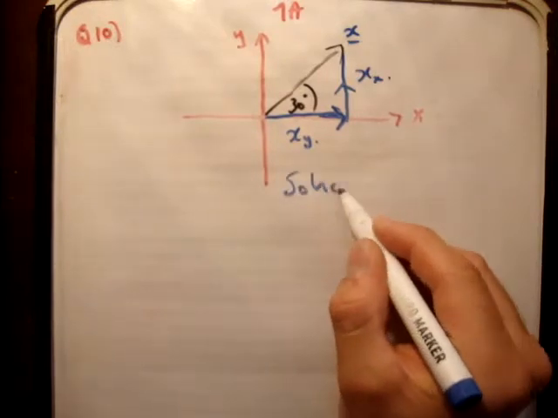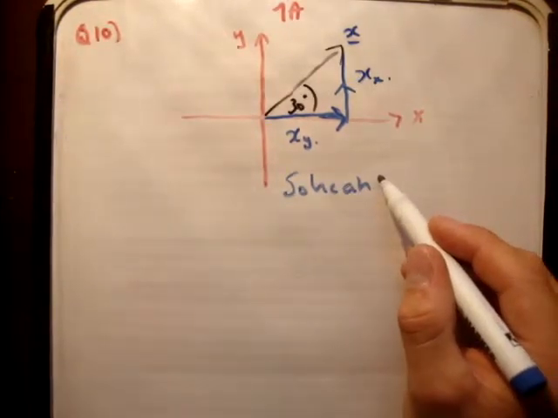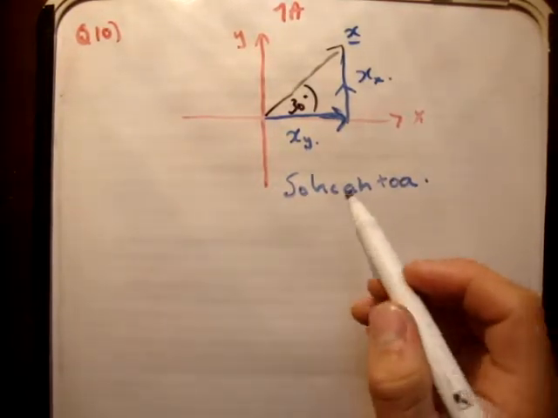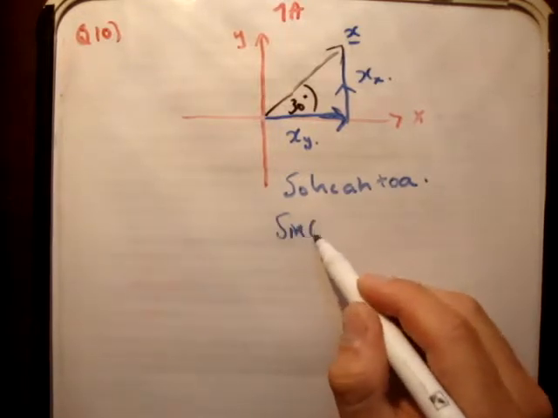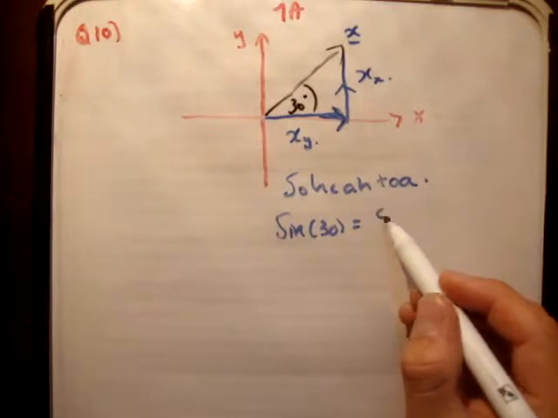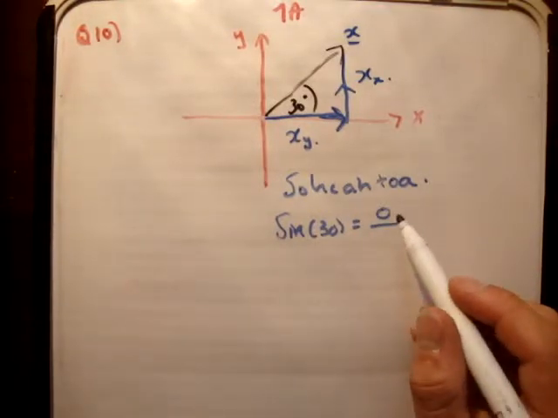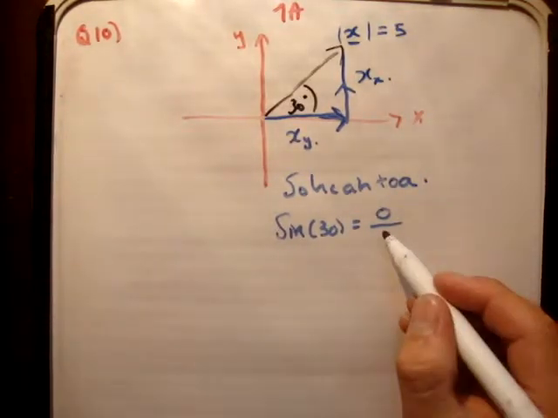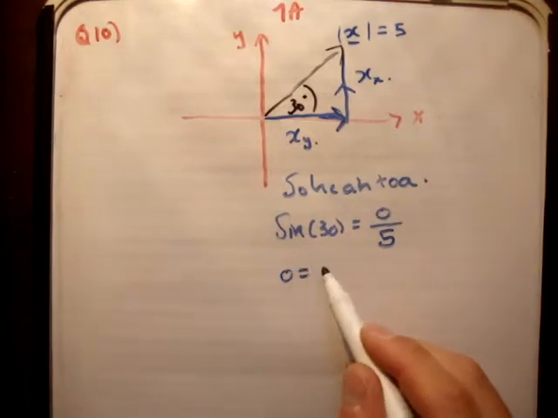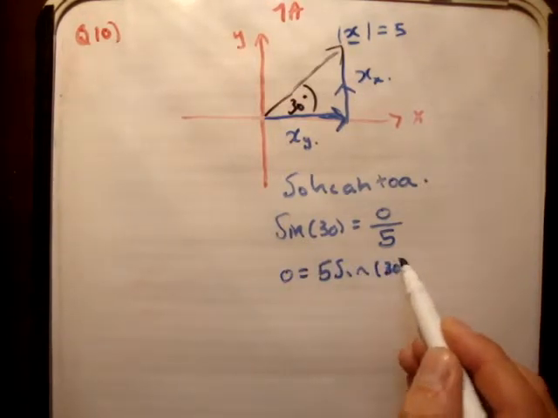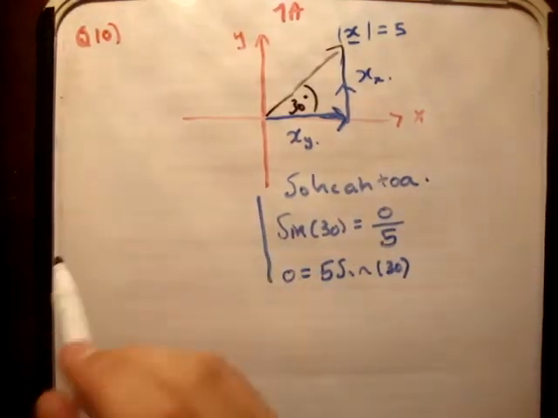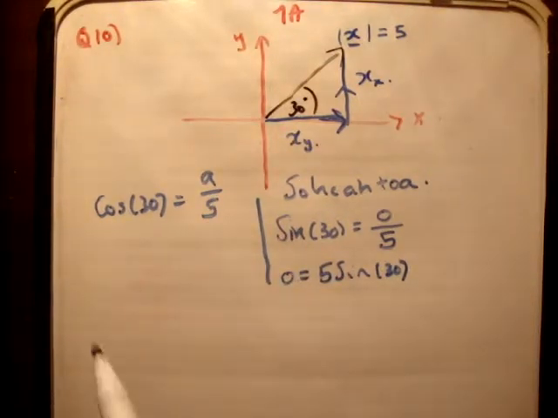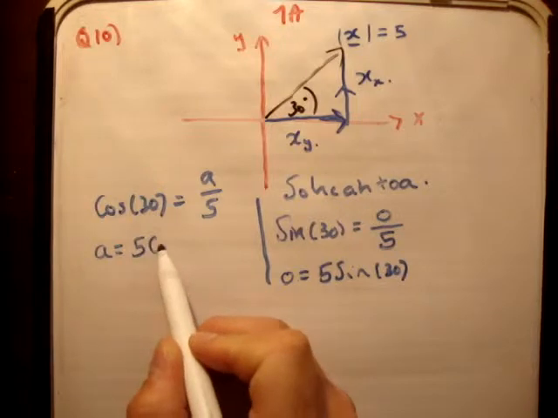So from SOH CAH TOA, that defines sine, cosine and tangent. That means sine is opposite over hypotenuse and cosine is adjacent over hypotenuse. So sine of 30 is equal to the opposite, which I'm just going to call O, over the hypotenuse, which is x, and the magnitude of x was equal to 5 centimeters. So this is equal to opposite over 5, therefore the opposite is equal to 5 sine 30. Similarly, cos 30 is equal to the adjacent over the hypotenuse, so adjacent over 5, therefore adjacent is equal to 5 cos 30.